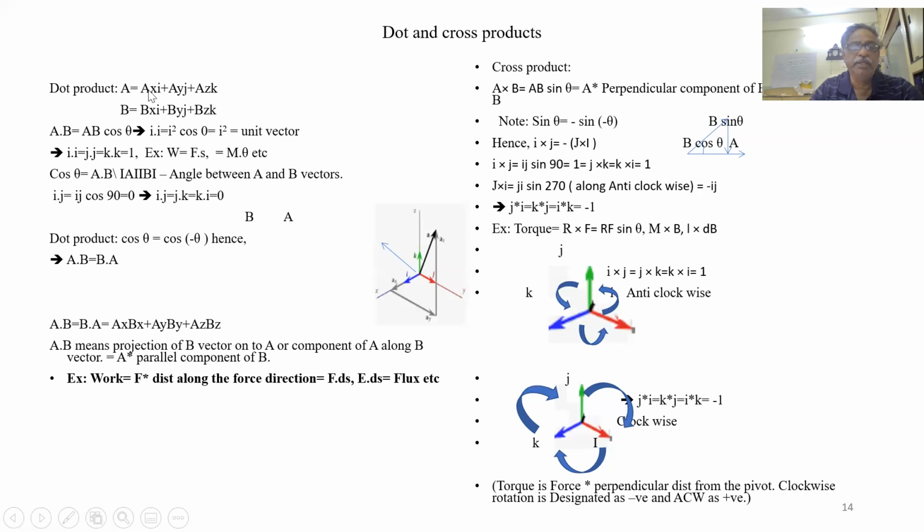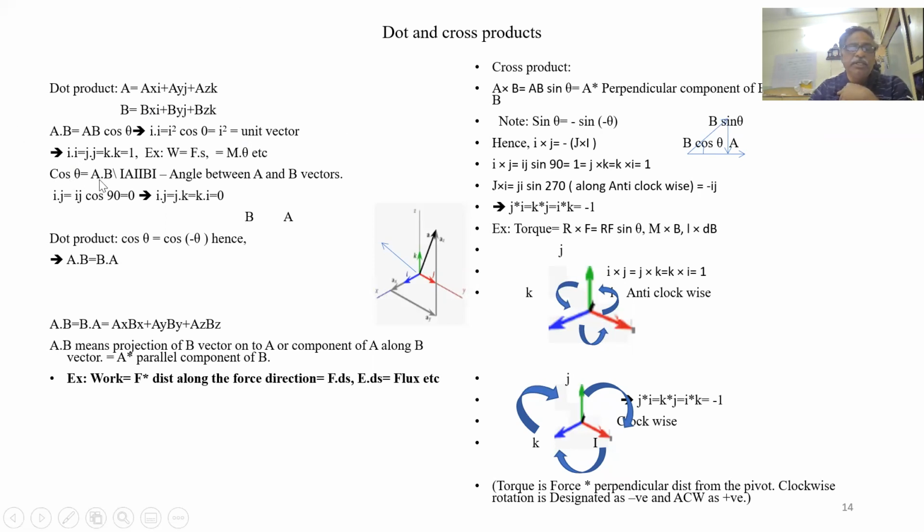So what is AX I into BY J? AB into I dot J. I and J are at 90 degrees, so cos 90 is 0. So AX multiplied by BY and BZ is 0. Similarly, when AY is multiplied by BX and BZ, it is 0. When AZ is multiplied by BX and BY, it is 0. So finally, what is left over here? I into I plus J into J plus K into K. So this is the dot product, and this becomes 1. Of course, I square is minus 1, but we are taking the mod of that.